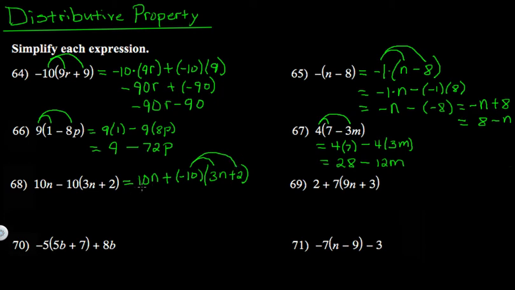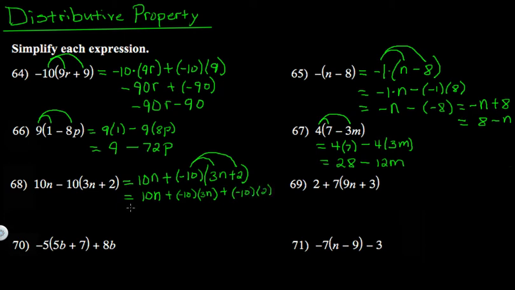We're going to use the distributive property with the negative 10. So this 10n just stays the same. It goes along for the ride. So this is 10n, and then we have negative 10 times 3n. So we can say plus negative 10 times 3n, and then plus negative 10 times 2.